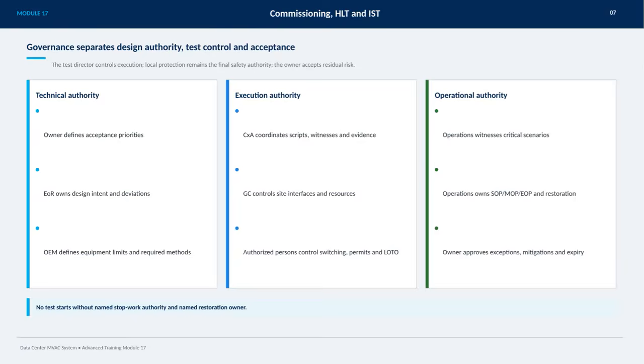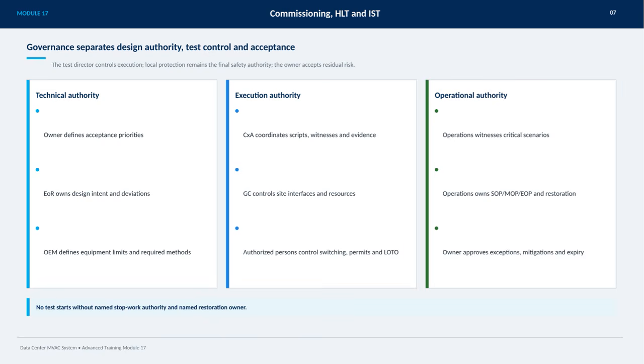On this slide, we focus on how governance separates key responsibilities in commissioning, HLT, and IST for the data center MVAC system. The test director controls test execution, ensuring the process moves forward smoothly, but local protection systems remain the ultimate safety authority on-site. Meanwhile, the owner takes responsibility for accepting any residual risk once testing concludes.